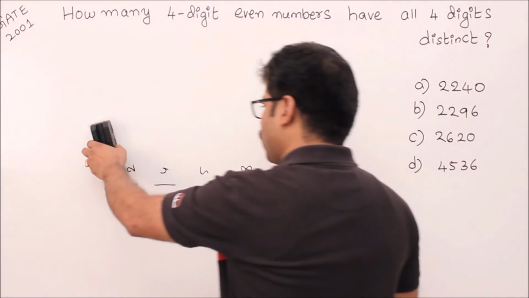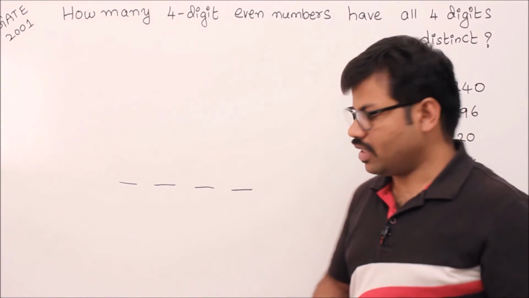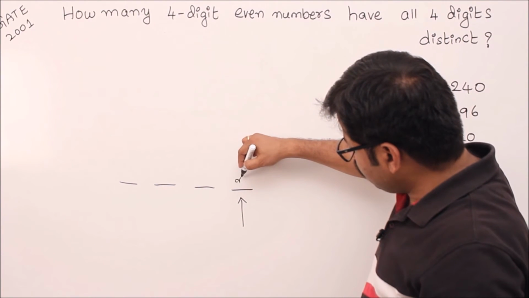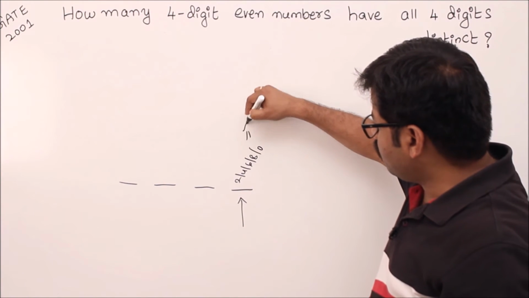How to solve it? Let me try with this method and tell me what the mistake in this one is. First I fill this position. Since you can fill only 2 or 4 or 6 or 8 or 0, I have 5 ways, isn't it?